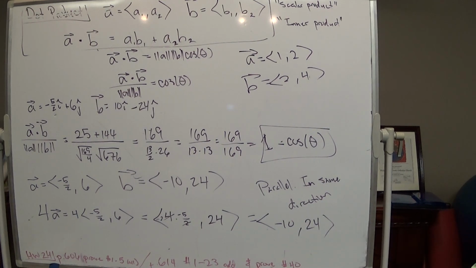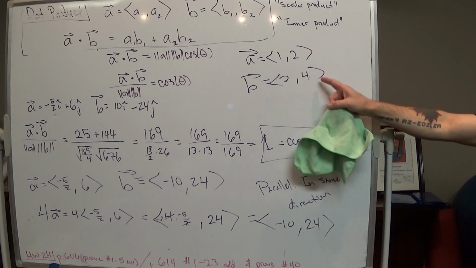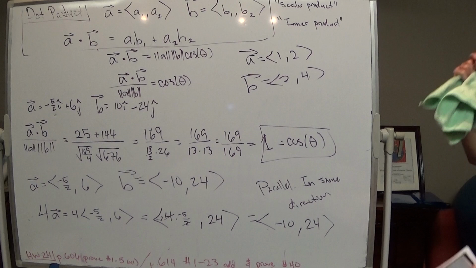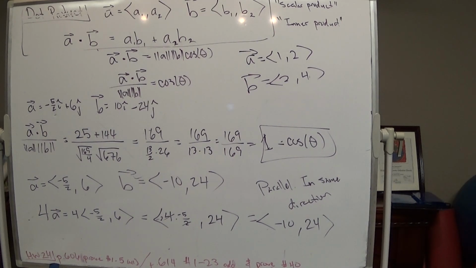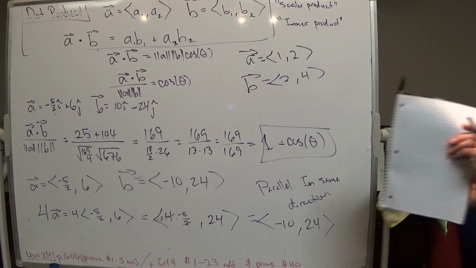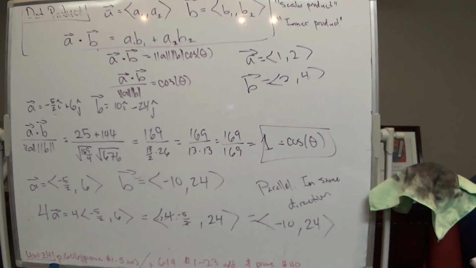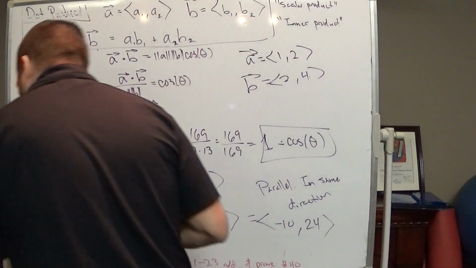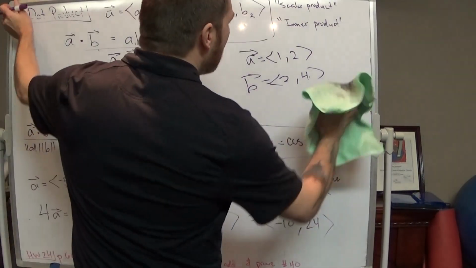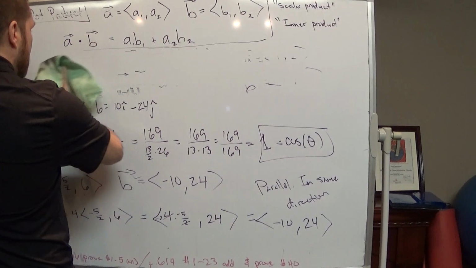You could just say, well, yeah, stretch that one by a factor of 2 and you get that one. So yeah, they're parallel. Work smarter, not harder, right? But for the purposes of practice, do it the hard way for this homework. Everybody with me on that?